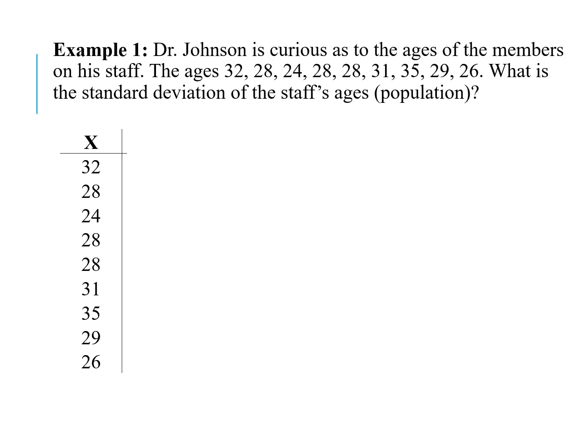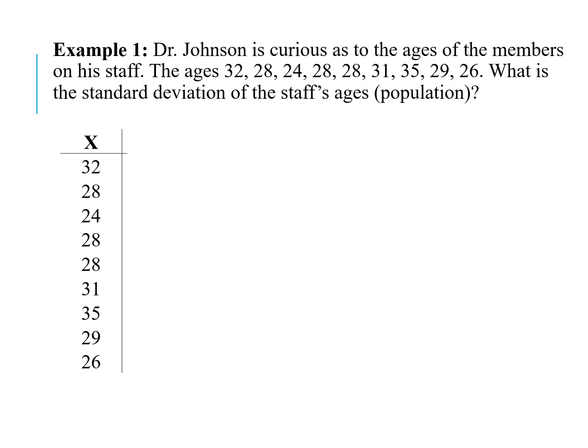We'll walk through this first example together. Dr. Johnson is curious as to the ages of the members on his staff. The ages are 32, 28, 24, 28, 28, 31, 35, 29, and 26. What is the standard deviation of the staff's ages? This is a population because this is all of the people of interest.